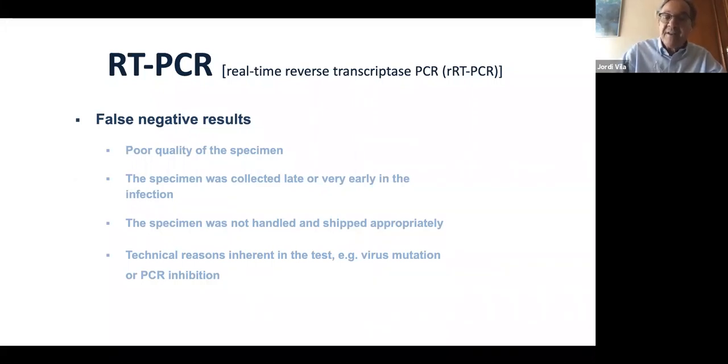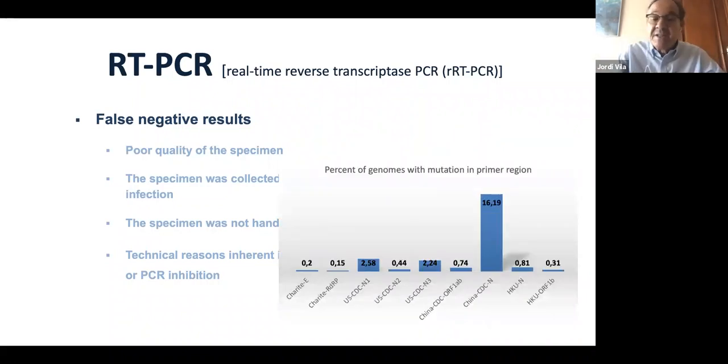Another possibility for a false negative is a virus mutation, and there is this table showing the number of genomes with mutations in the primer region. You can see the different genes or regions that are amplified, and among them the N region described in the Chinese CDC protocol is the region where we can find more mutations in the primer region. That means the probability of a false negative, due to the primer not hybridizing well with the region, is higher than when using the other genes to be detected.